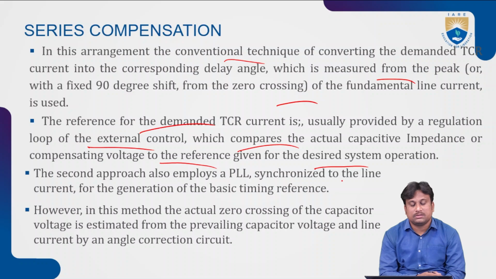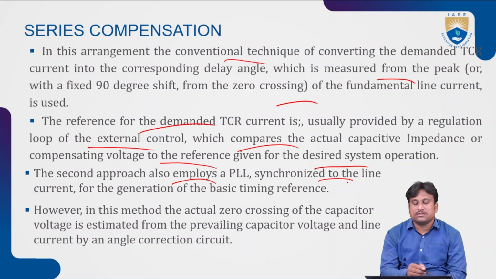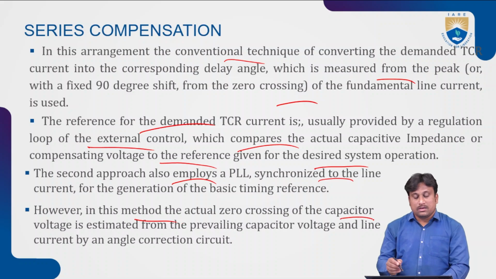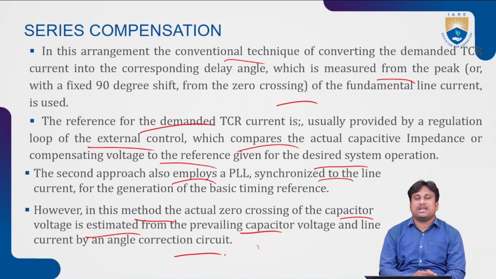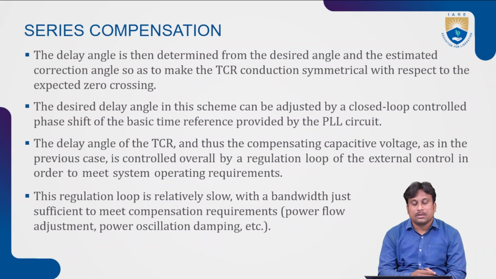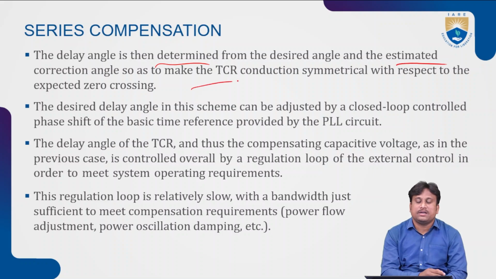So the second approach also employs a PLL, that means synchronization to the line current for the generation of the basic timing reference. However, in this method, the actual zero crossing of the capacitor voltage is estimated from the prevailing capacitor voltage and also the line current. That should be done by an angle correction measurement circuit. The delay angle is then determined from the desired angle and the estimated correction angle. This is so as to make the TCR conduction symmetrical with respect to the expected zero crossing value.